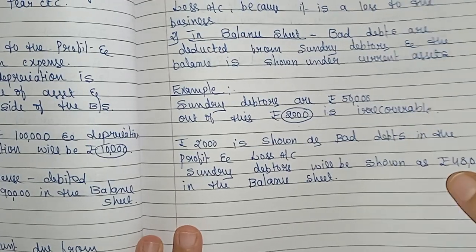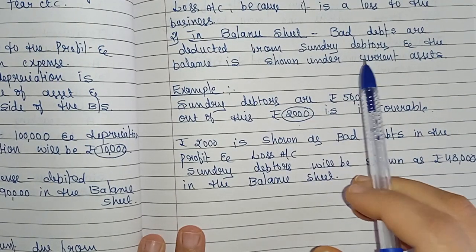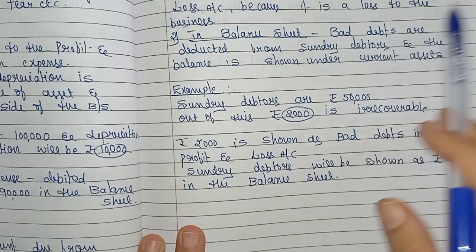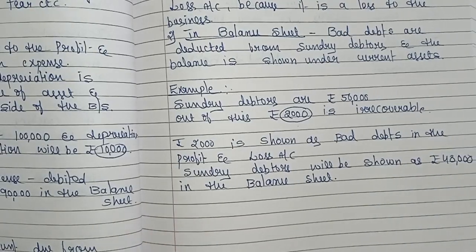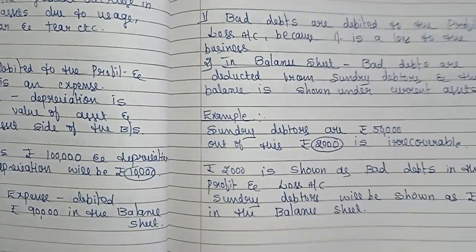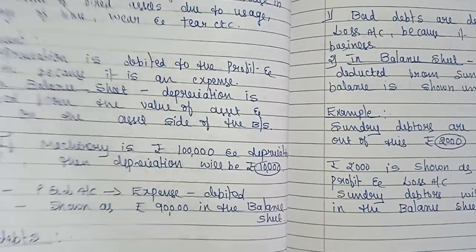Clear? Easy, right? So the treatment of bad debts is, first we need to debit it to the profit and loss account as bad debts because it is a loss, and after that in the balance sheet bad debts are deducted from the sundry debtors and the balance is shown under current assets. Clear?